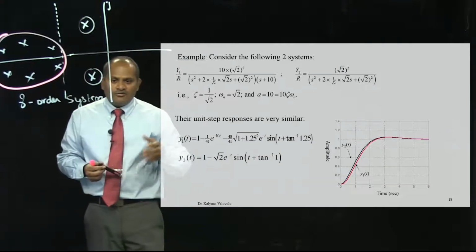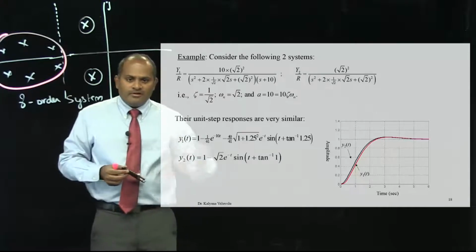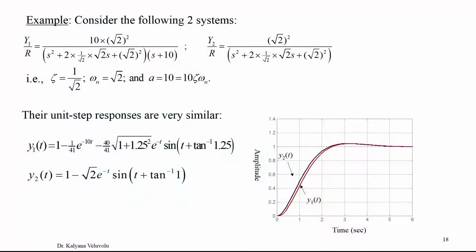So let's go with a simple numerical example. Consider the following two systems. The first system is a third order system, Y1 over R, with eta equal to 1 over root 2, omega n equal to root 2, and a equal to 10 eta omega n. In the second system, I ignore the pole at s equal to minus 10, so you only have a second order system. The first one is a third order system, the second one is a second order system.